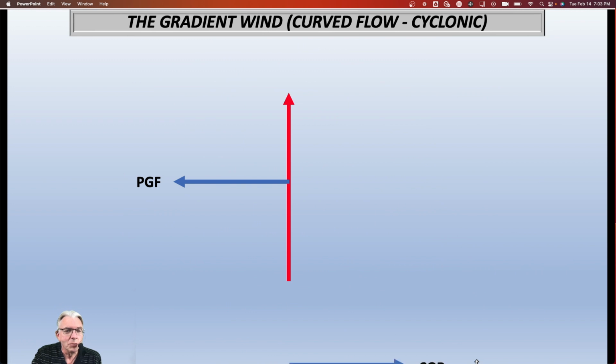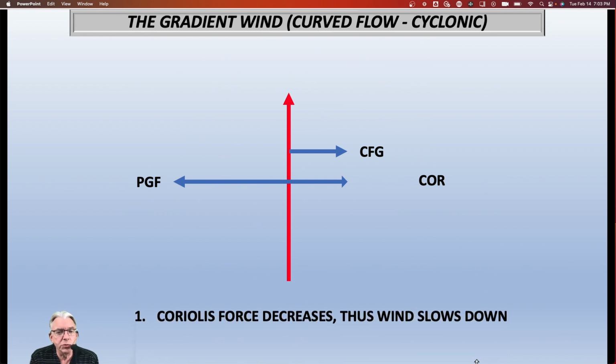Here's our wind, pressure gradient to the left, Coriolis force to the right, and the centrifugal force is also to the right. And so now, in order for balance to be restored, the Coriolis force has to decrease so that it teams up with the centrifugal force to balance the pressure gradient force. Well, as the Coriolis force decreases, the wind slows down along with that because those two go together. And so the wind becomes what we call sub-geostrophic, okay?